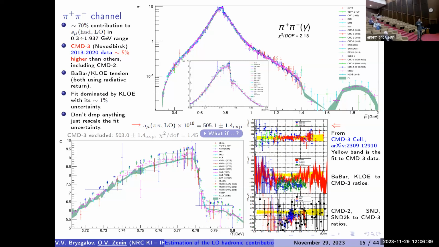Anyway, we cannot exclude CMD3 data as far as they were not superseded by something new from CMD3. So we just include them in the fit at the cost of the normalized chi-square. It's just about 2 in this case. This is a global chi-squared for the fit from the very threshold to 2 GeV.